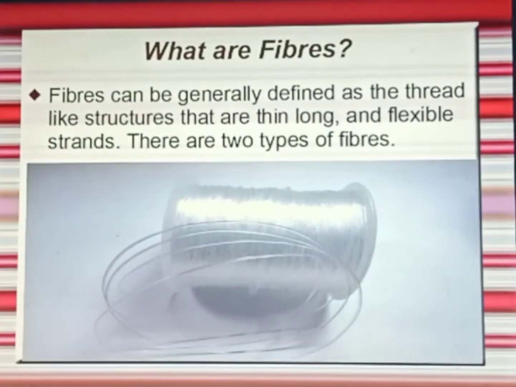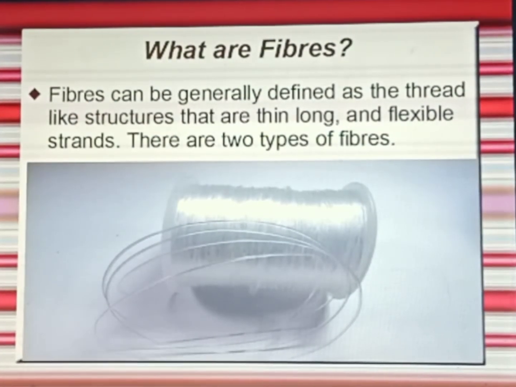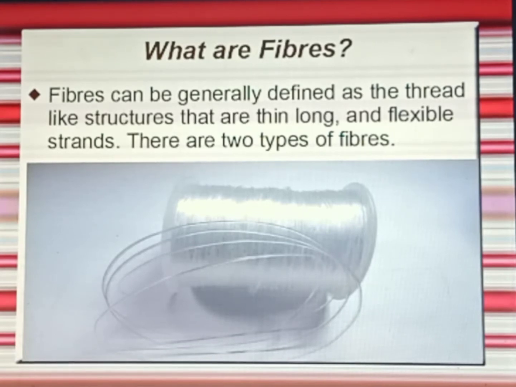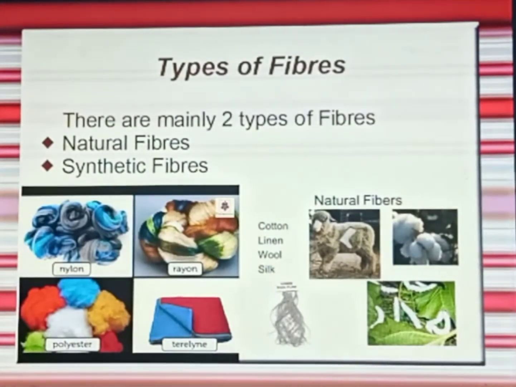What are fibers? First of all, fibers can be generally defined as a thread-like structure. These are long and flexible, and there are mainly two types of fibers. In the next slide we will study the two types, but first I have told you the definition of a fiber: it is a very thin, long and flexible strand, and it is also known as thread. So these are fibers. Now we come to the types of fibers.